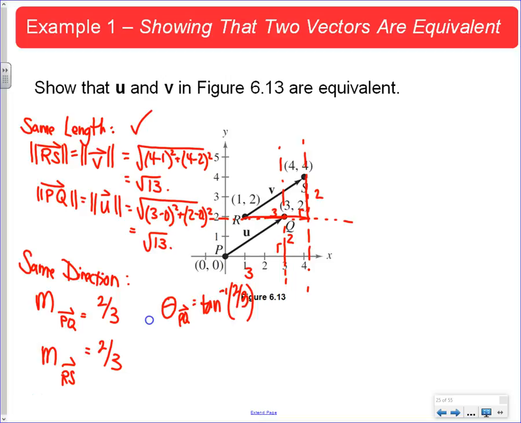Because to find the angle for PQ, you take tangent inverse of 2/3, and how would we find the angle for RS? Tangent inverse of? Oh, of course they're the same. I don't even need to find it. They're the same. And this is also further introducing you guys to the idea about how the slope of something relates to its tangent. Calculus. Anyway, so we're proving it. Same length? Check. Same direction? Check. All right, let's keep going.